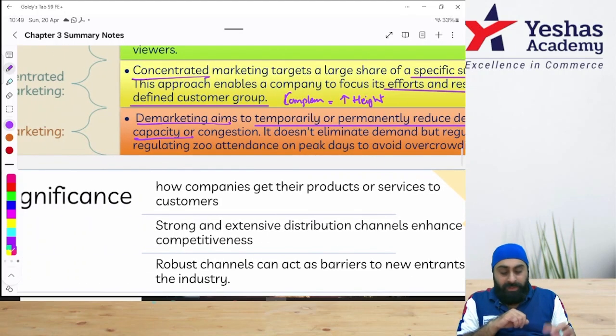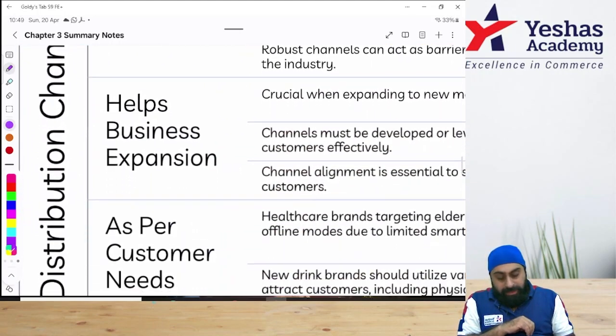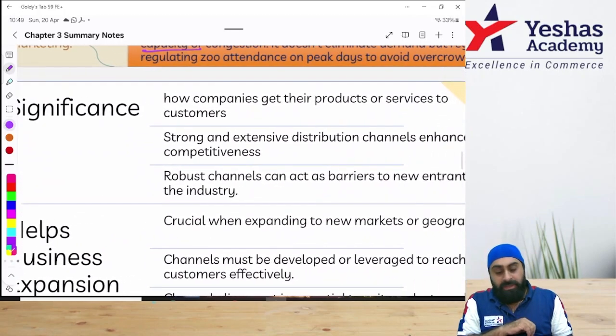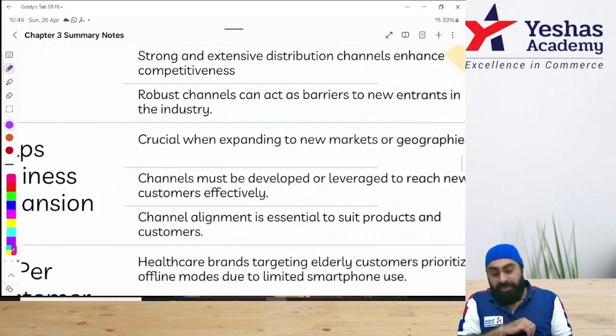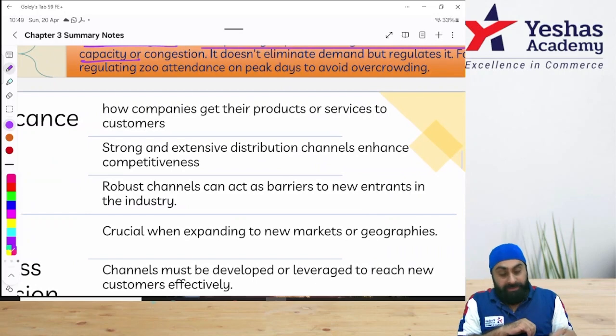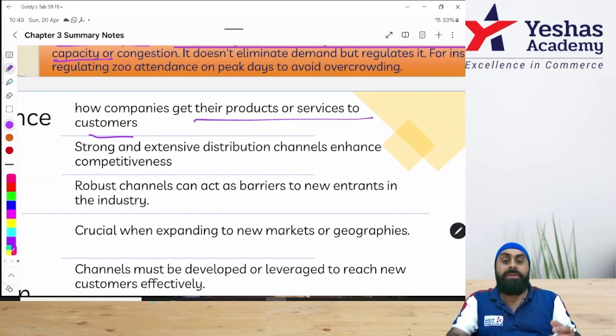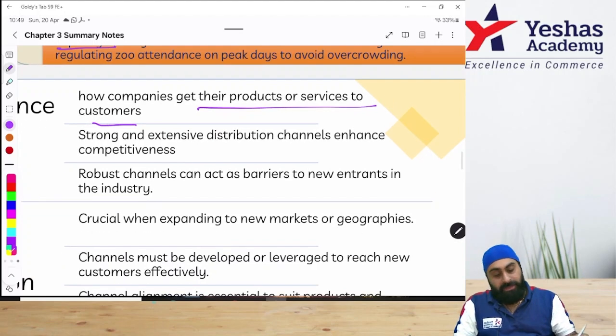But that way of doing marketing is called demarketing. Now, there are distribution channels which we're going to talk about. First, what is a distribution channel and what is its significance? How do companies get their products and services to customers?